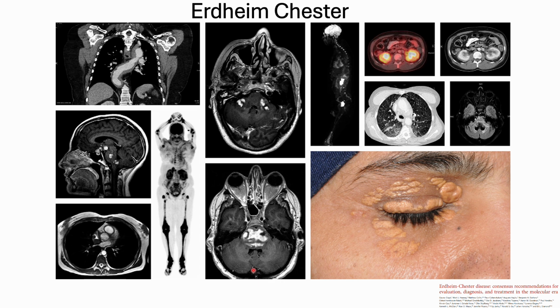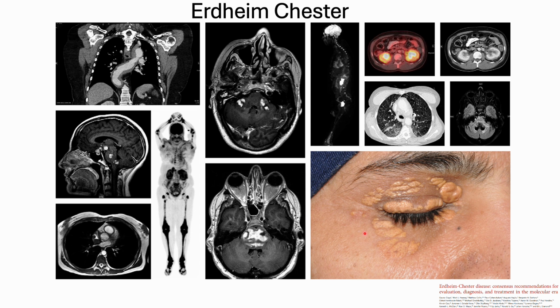There's CNS deposition. This is hypothalamus and pituitary. This is a mass in the right atrium, I think. This is one of the characteristic clinical findings, which is deposition in the long bones leading to sclerosis of the femur and the tibia. This is one of the characteristic clinical findings. It's retroperitoneal deposition around the kidneys on these two images.